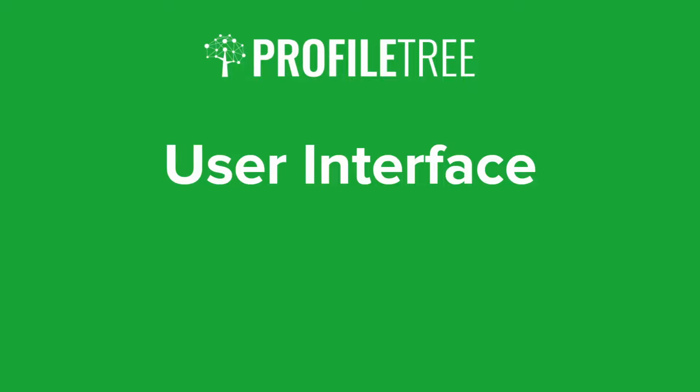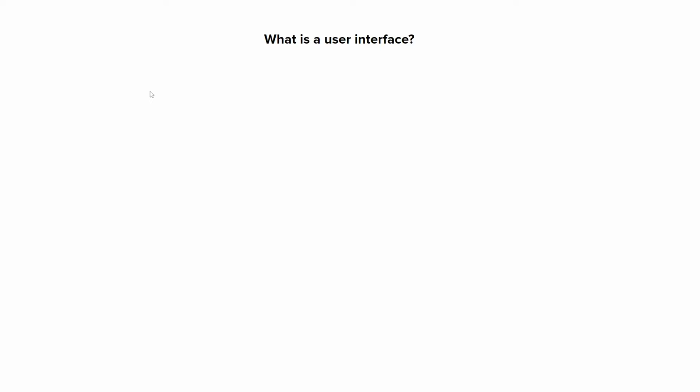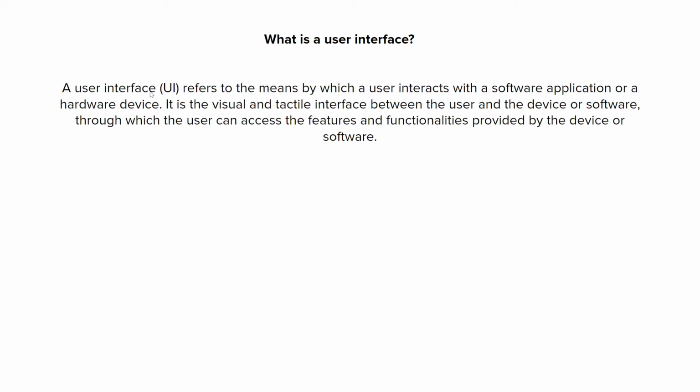In today's video we're going to talk about user interface. So what is a user interface? A user interface, or UI, refers to the means by which a user interacts with a software application or a hardware device. It is the visual and tactile interface between the user and the device or software, through which the user can access the features and functionalities provided by the device or software.